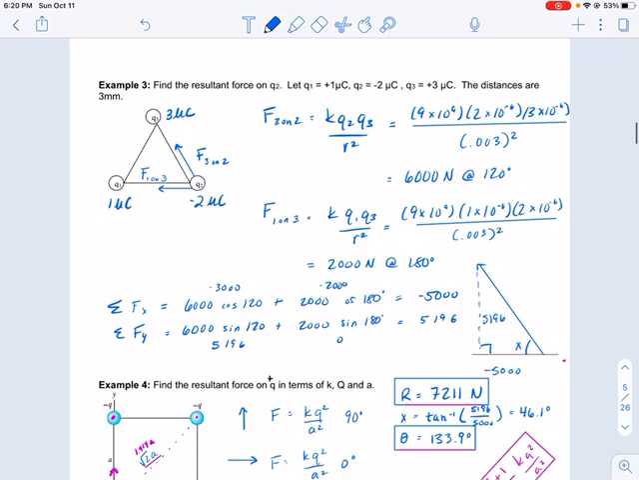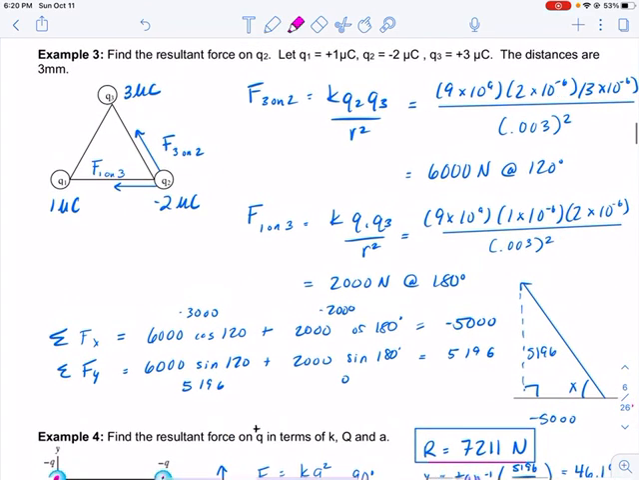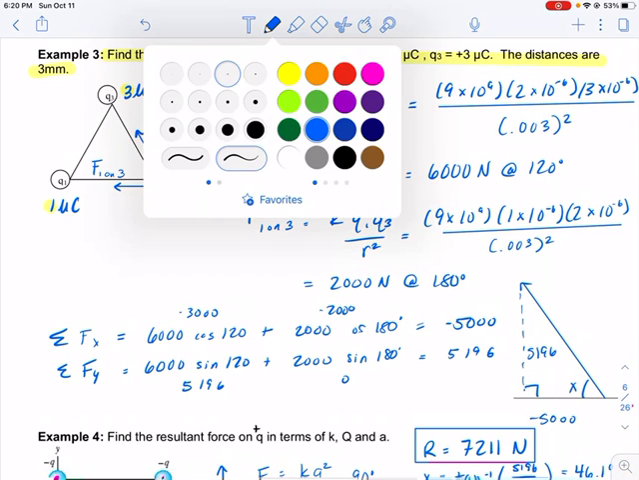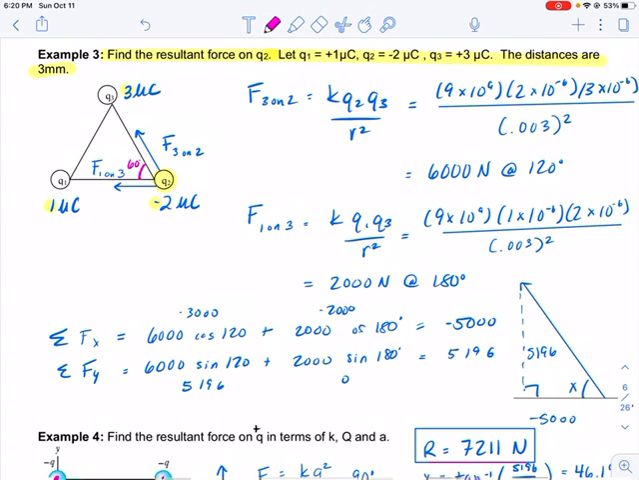Okay, let's try another one. Example 3. Find the resultant force on Q2. Let Q1 equal 1 microcoulomb, Q2 equal -2 microcoulombs, and Q3 equal 3 microcoulombs. The distances are 3 millimeters. So I'm looking at Q2. I'm noticing that Q2 is negative, and the other two charges are positive, so these are attractive forces. This is an equilateral triangle, so I know that this angle is 60 degrees, which means that the angle for F3 on 2 is going to be 120 degrees.